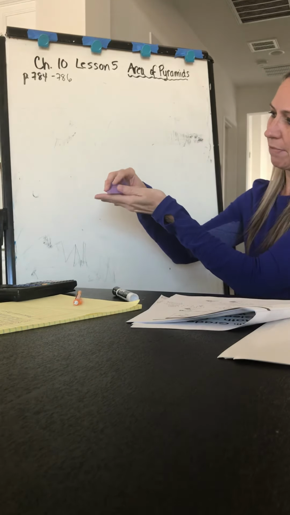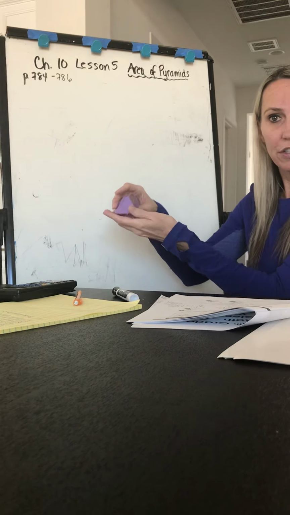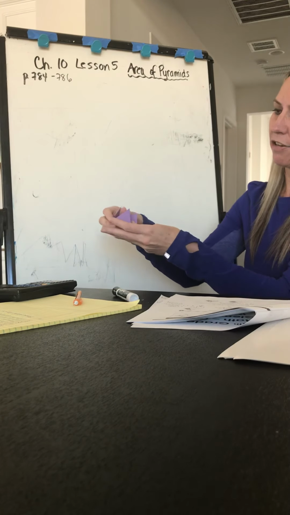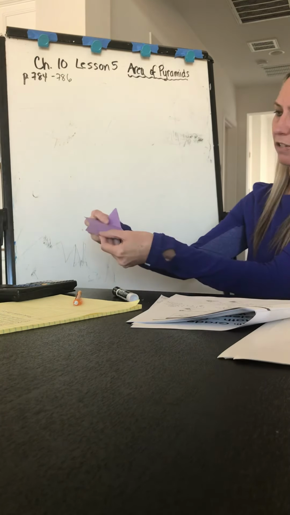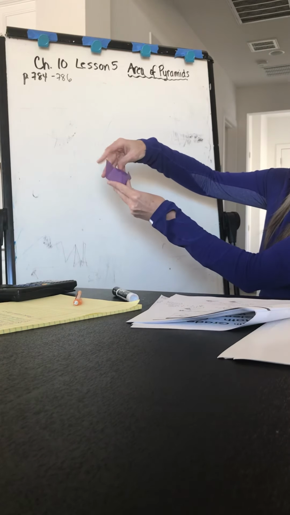And it could be a square, it could be a rectangle, it could be a triangle. There's different bases that it could be. And then there's sides that come off of those, and you see how these are all triangles that come off of the square, and they come to a point.